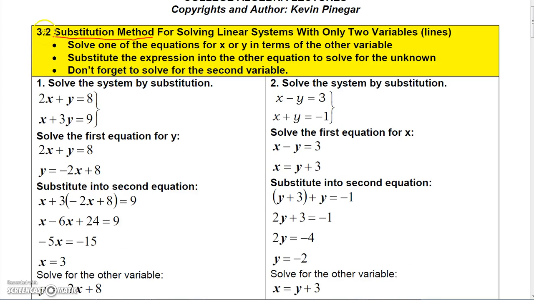Okay, now we're going to move on to a more sure method of solving systems of linear equations called the substitution method. You can read the steps here, but I'll just go through the solution here. So let's take a look at this first example. 2x plus y equals 8, x plus 3y equals 9.